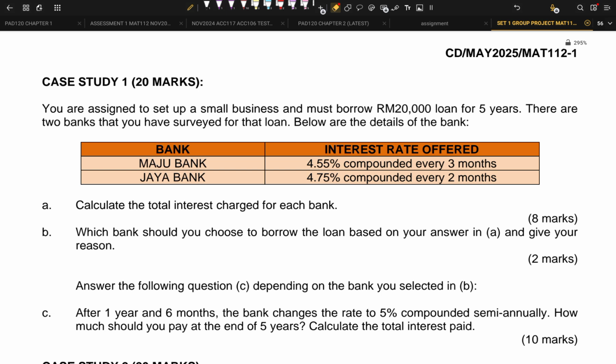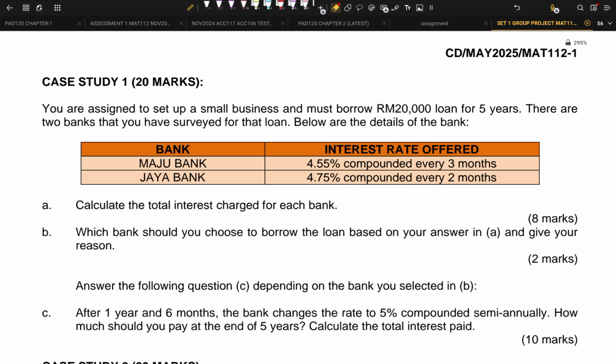So here the question is, you are assigned to set up a small business and must borrow a 20,000 ringgit loan for 5 years. There are two banks that you have surveyed for that loan. Below are the details of the banks. For Maju Bank, the interest rate offered is 4.55% compounded every 3 months, and for Jaya Bank it is 4.75% compounded every 2 months. So let's take a look at question A.